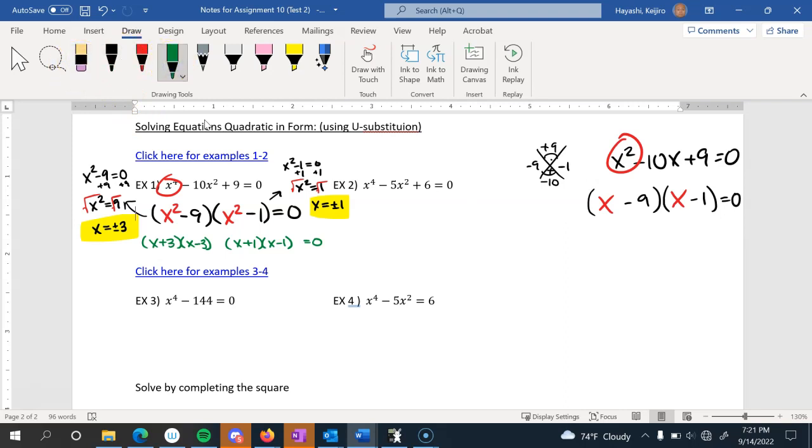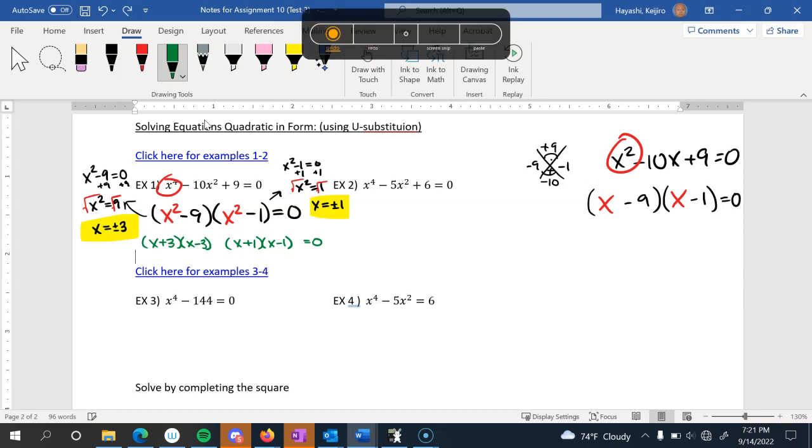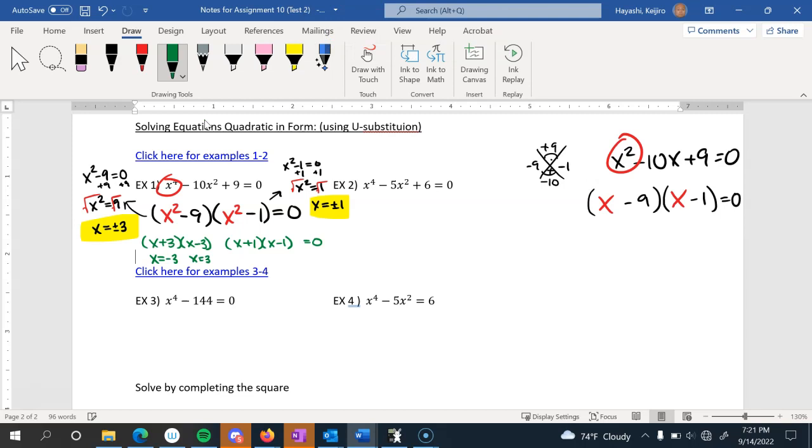Or you can just factor them as differences of two squares, but now that you know the square root property, you have a different way of finding this than just plain old factoring the whole thing. So what's the answer? -3, +3, -1, and +1.